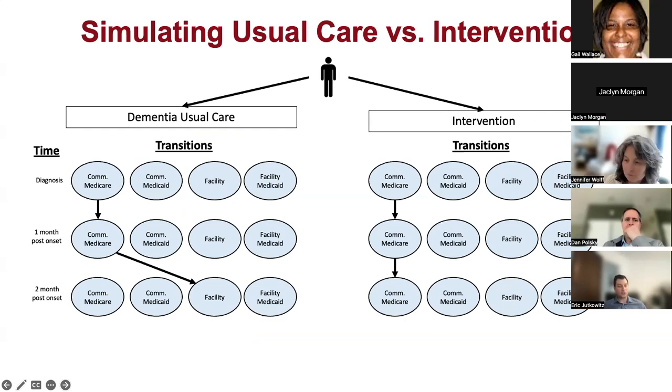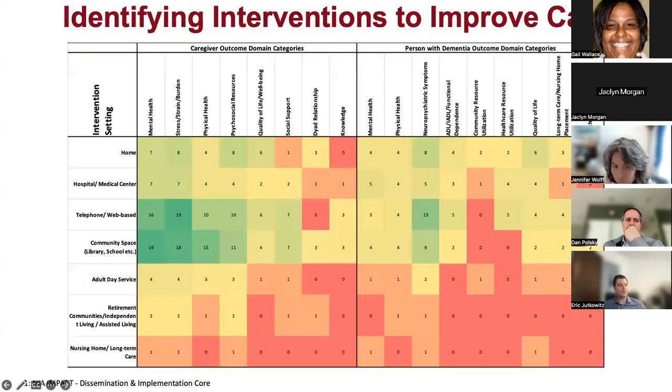We're going to generate two versions of the same simulated person with dementia. One will be assigned to dementia usual care. The other version will be assigned to the intervention. The dementia usual care goes through the experience I just talked about. The person assigned to the intervention will have different transitions and different costs because they are experiencing an intervention effect, like a lower risk of transitioning to a nursing home. So the question becomes, how do we identify or what interventions do we model?